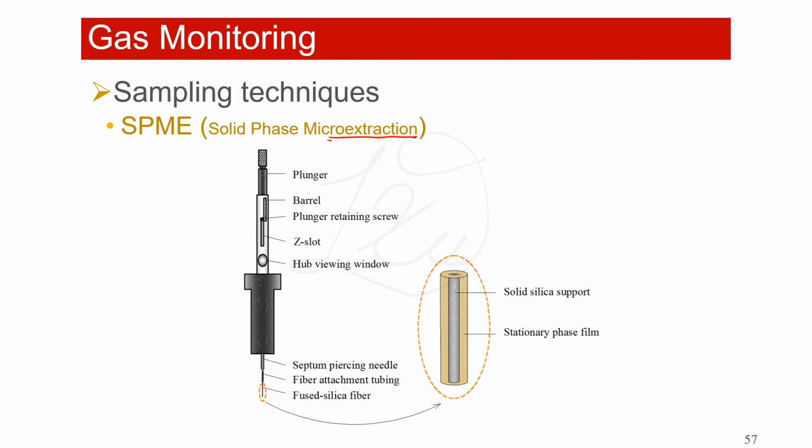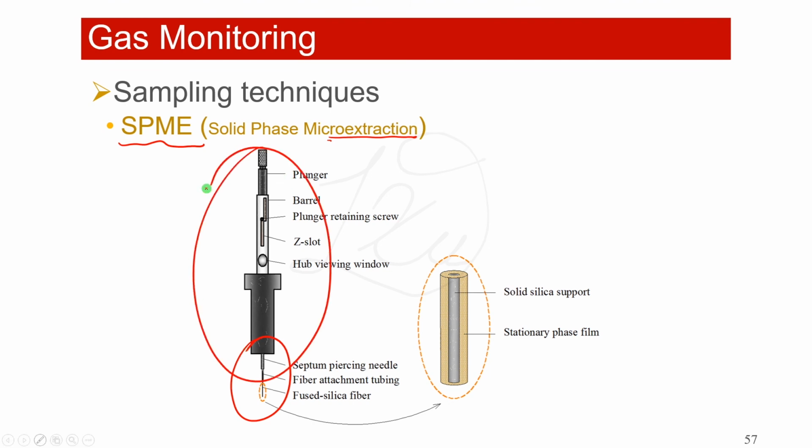Another sampling technique is the use of solid phase microextraction, SPME in short. SPME is a novel, better device for gas sampling. It hasn't been widely used in mining applications, but it has great potential. It looks like a syringe with a needle here. All the top parts are mechanical parts that help to push or pull back this small fused silica fiber. This fiber is where it takes gas samples, and gases will be adsorbed onto the stationary phase film.